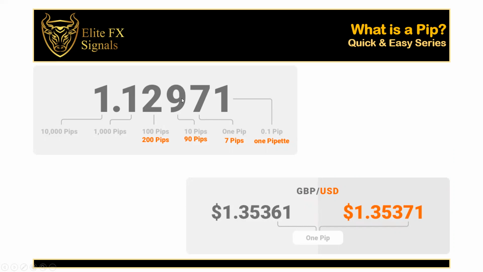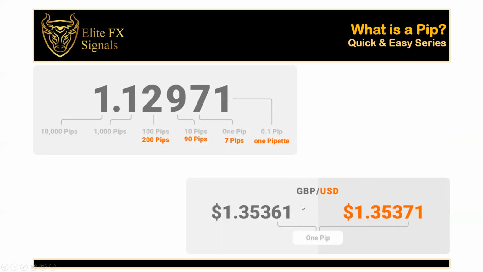If we go 1 digit on the left, then we would be counting tens of pips. So 97, from 00 to 97, this would mean 97 pips. And if we go yet again 1 digit more on the left, then we would be talking about hundreds of pips, as a difference. Now the last digit to the right, the last decimal place, is called a pipette, and this is the fractional pip, sorry. So actually it's a tenth of a pip, okay?